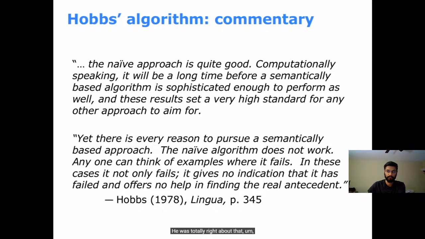He was totally right about that, that it really wasn't until the 2010s that anybody managed to produce an algorithm for pronominal anaphora resolution that outperformed the Hobbs algorithm, even though it was just what he called a naive algorithm, or we might call a crude set of linguistic rules. But, he says, yet there is every reason to pursue a semantically based approach. The naive algorithm does not work. Anyone can think of examples where it fails. In these cases, it not only fails, it gives no indication that it has failed and offers no help in finding the real antecedent. So food for thought there.